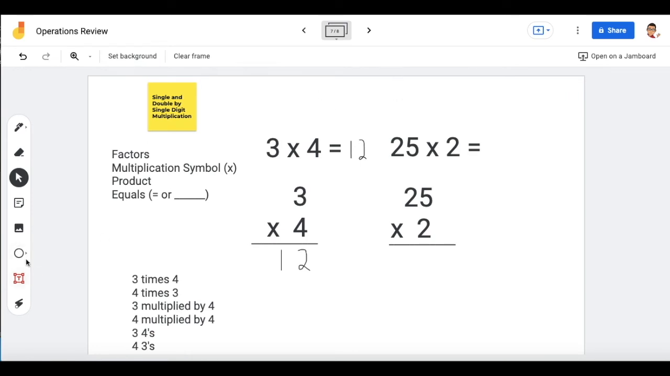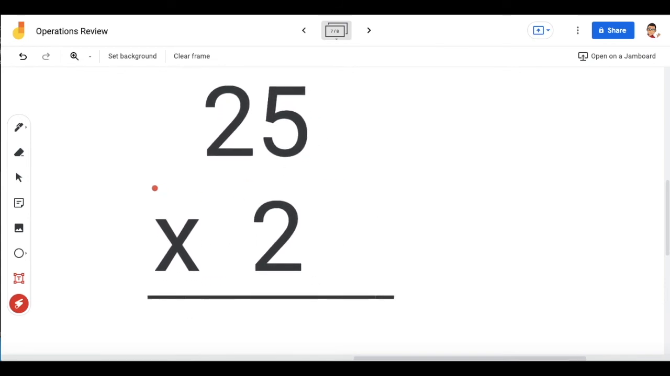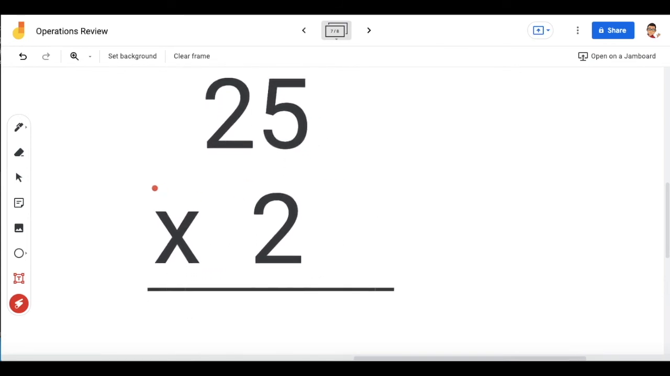But there's another way that we can solve this problem, a way that we can take this larger factor, if it's too challenging for us to skip count, and multiply it by breaking it apart. And that's using this vertical multiplication operation below. We're going to zoom in here now. So here we have a vertical multiplication problem, and it looks very familiar. It looks very similar to addition and subtraction problems when they're set up vertically, but there are some rules for vertical multiplication that don't exist for addition and subtraction.